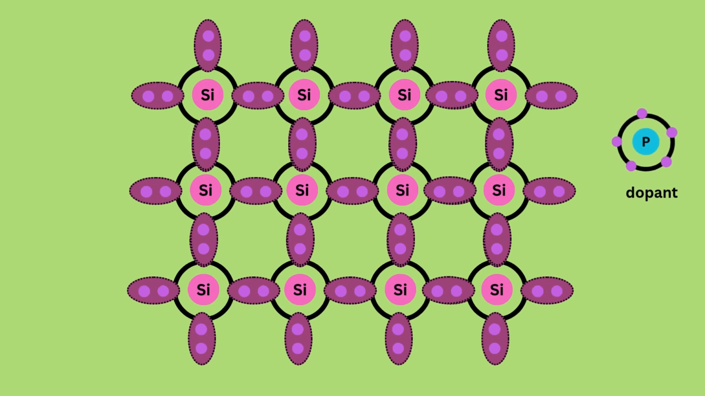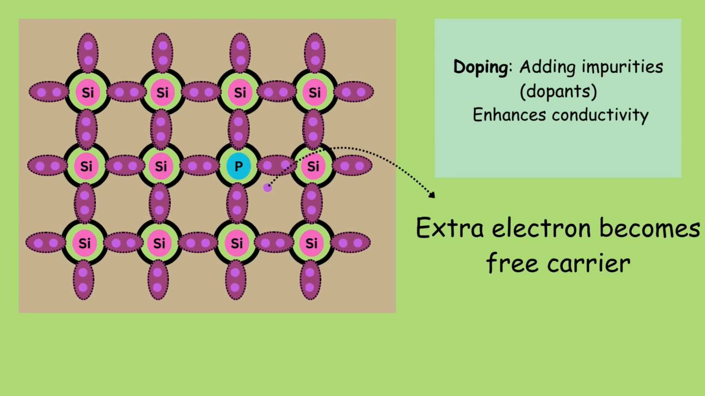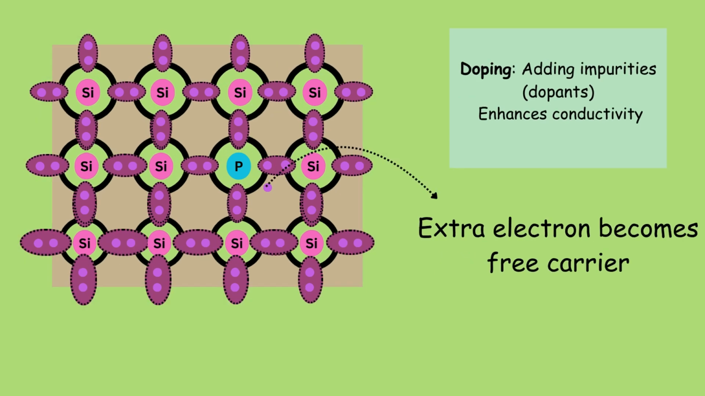Now, let's say we dope silicon with a pentavalent atom, something like phosphorus, which has 5 valence electrons. 4 of those electrons bond with the neighboring silicon atoms, but the fifth electron doesn't have anything to bond with, so it's left free. The free electron boosts conductivity, and we call this an n-type semiconductor. N for negative charge carriers, the electron, but there is another way.